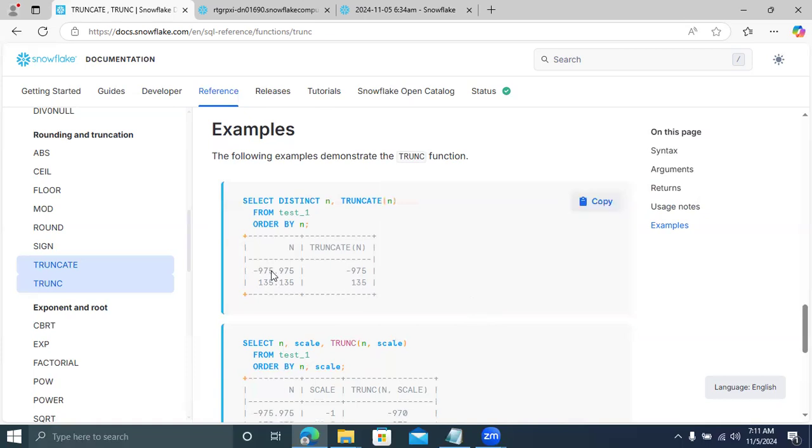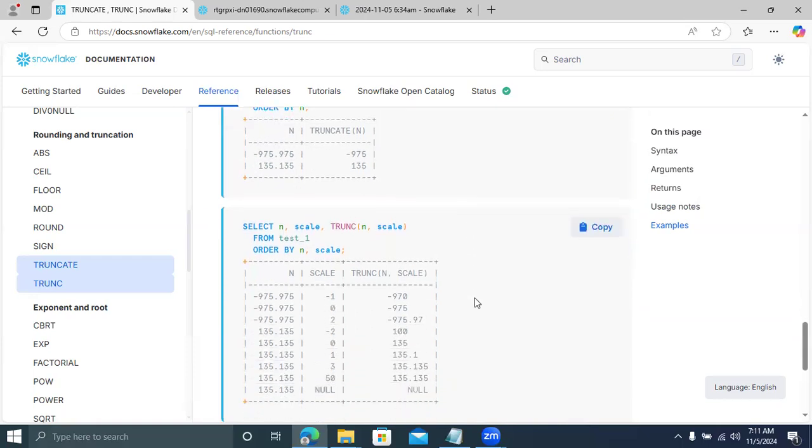If you apply truncate, it's going to remove all the decimal places, all the scale factors. Only whole numbers will come. Only the minus answer will come, and then it removes all the scale factors. It will be 130. You can use the trunc function as well with the help of the scale factor.